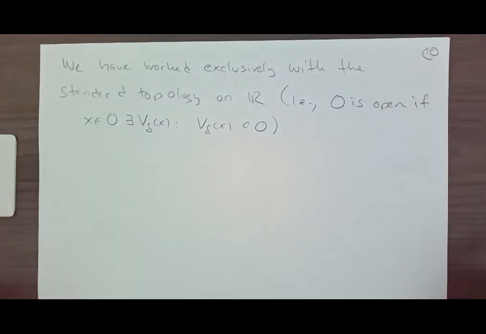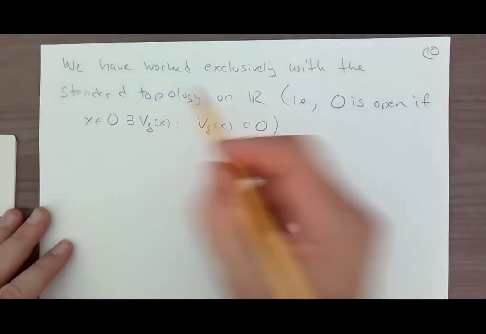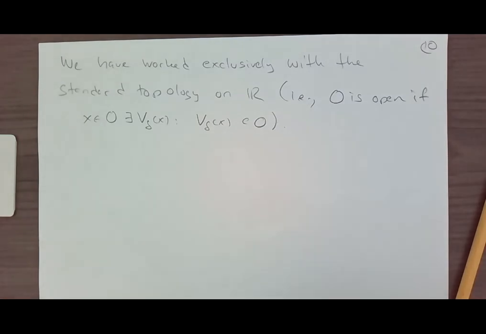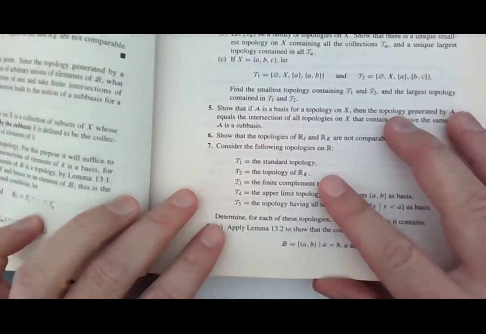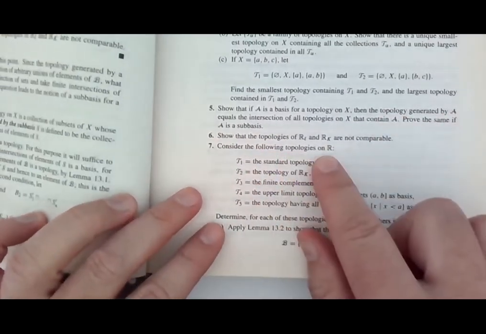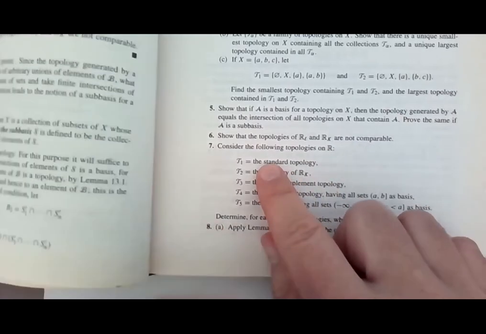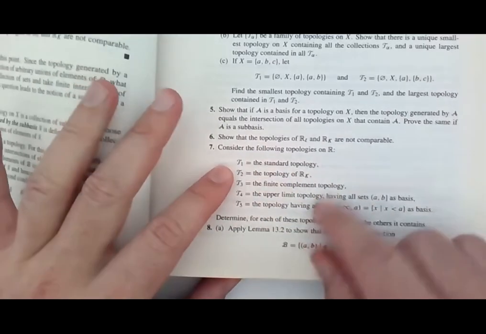And so one could ask, what happens? So we work with the standard topology. So what about non-standard topologies? I brought up a bunch of topologies. There are 5 of them. Consider the following topologies on R. There's the standard one, that's the one we're good at. But then there are 4 others.